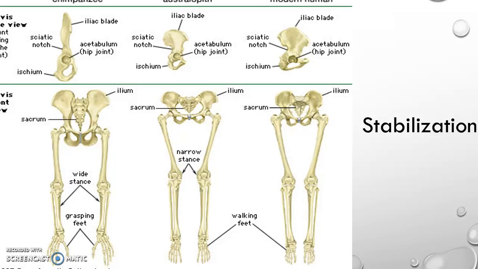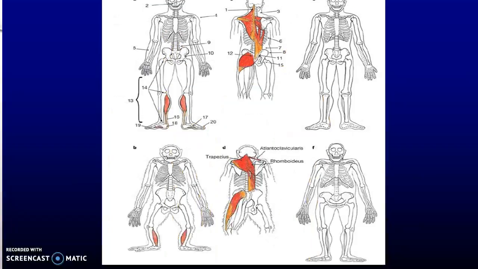So this picture is showing you the difference between a chimpanzee, the Australopithecus, and the human body. And we're seeing that the narrowing of this stance, which is allowing us to have our balance, where chimpanzees more have a sway. So the narrower that we are starting to walk and the more curved that our hips are, allows us to be able to walk and keep our balance better. So that helps with stabilization.